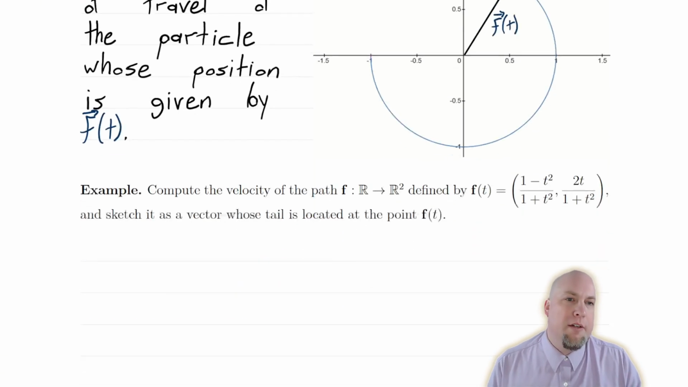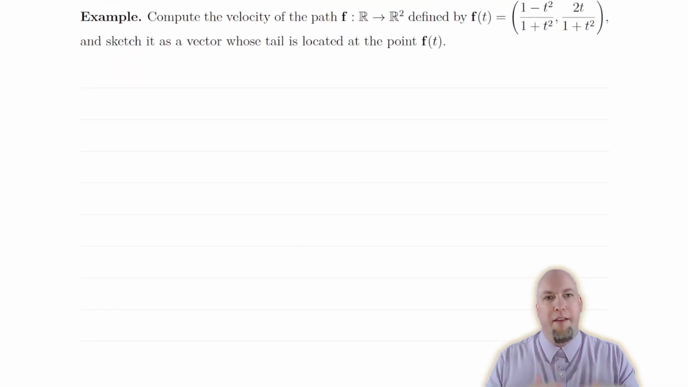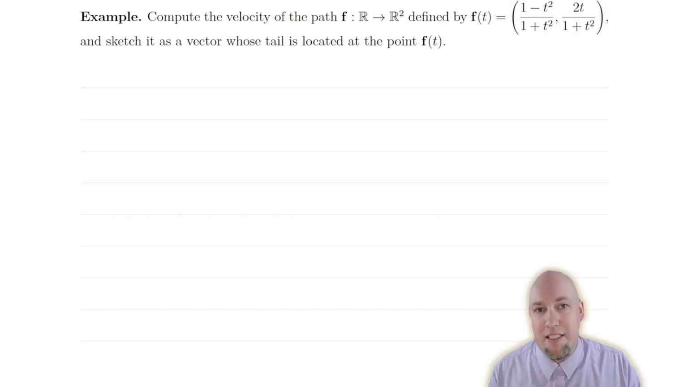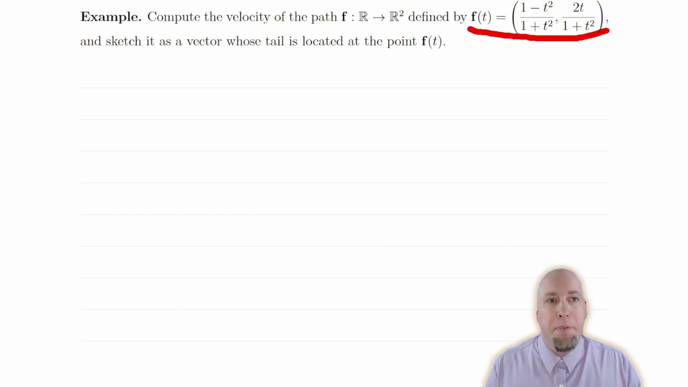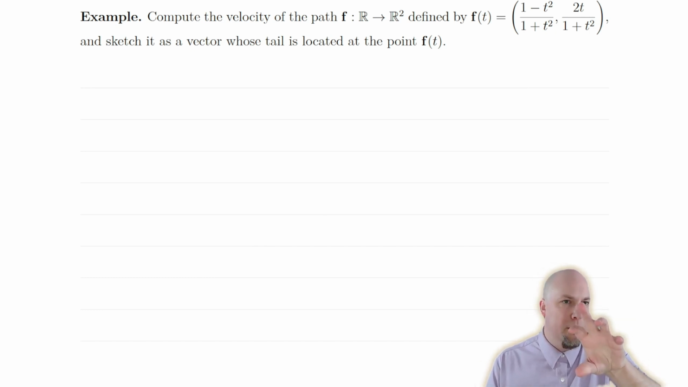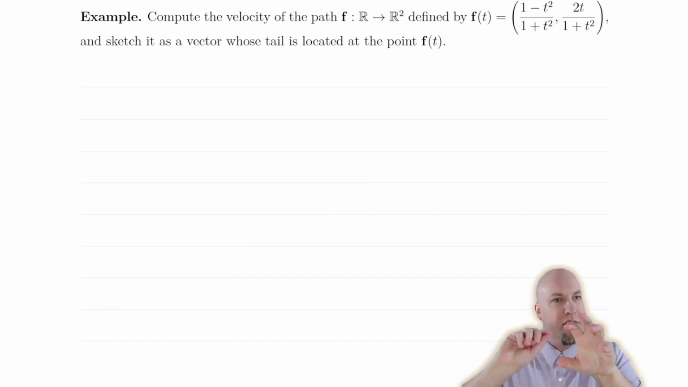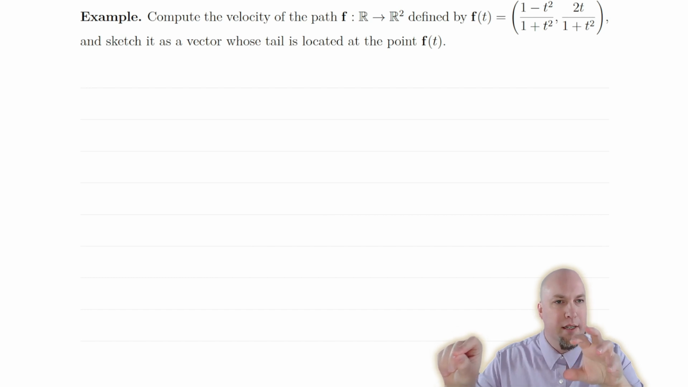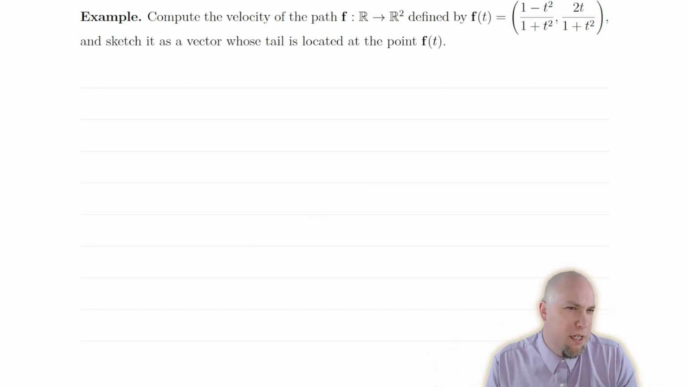All right, let's do another example here. Let's go to this path here, which again, we saw in the previous lecture. So this time the path is still going to R2, but this time it's defined by a slightly uglier formula. But remember this path traced out the exact same curve, so it's still the unit circle, excluding the leftmost point. Let's compute the velocity vector and then talk about it geometrically a little bit.